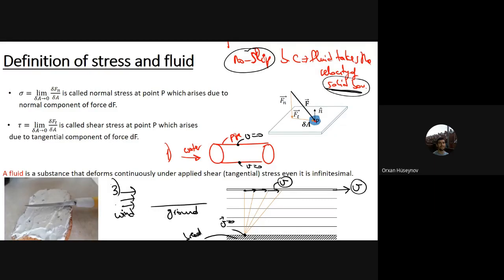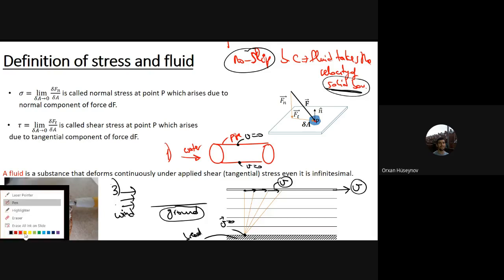And we know that ground doesn't move. Ground is stationary, always it is stationary. So it means that the wind molecules or wind particles at the ground, this part, have 0 velocity. Velocity is 0. Okay? You can increase the number of the examples.